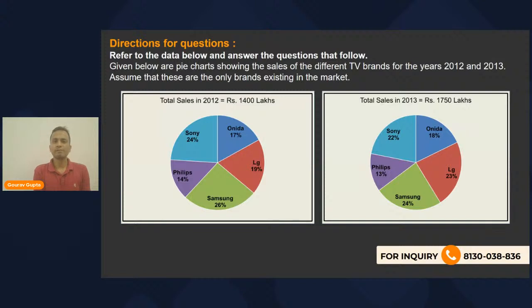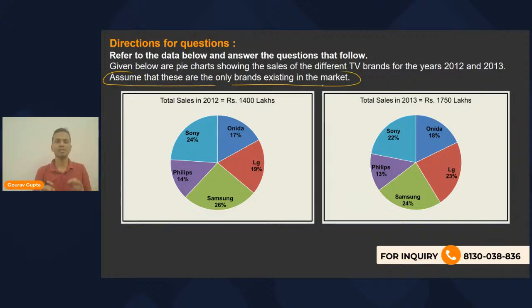So refer the data given below and answer the questions that will follow. Given below are pie charts showing the sales of different TV brands for the years 2012 and 2013. Assume that these are the only brands existing in the market. Now, this statement that is given to us becomes very important. Okay, assume that these are the only brands existing in the market.